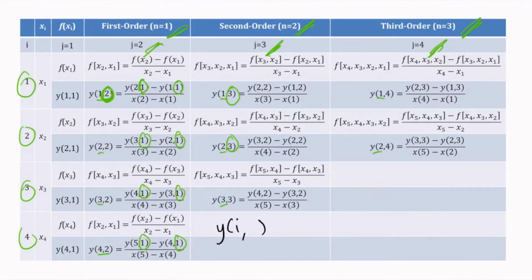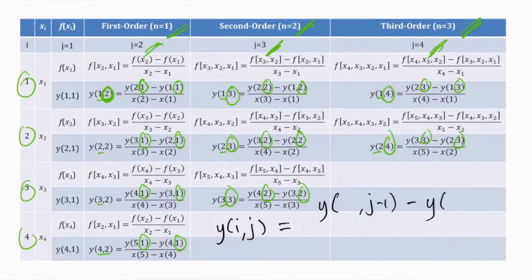If we want to solve for the j equals 3 terms, we need the j equals 2 terms here. As well as for the j equals 4 terms, we need j equals 3 there. So we can write this as y, then leave that to space, and then if this is j, this will be j minus 1, minus y, leave that as space, and then j minus 1, all over.